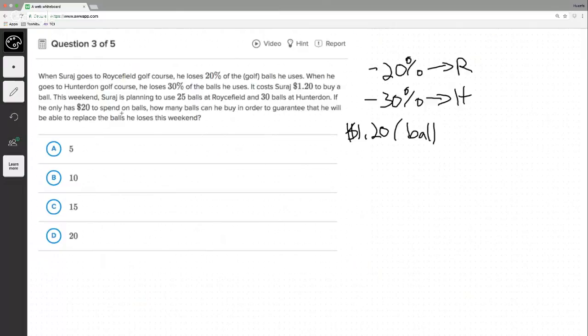So, $20 to spend on balls? Okay, so he's using 25 at Royce Field. This one, I don't even have to set up inequalities. I think I can figure this out. So he's using 25 at Royce Field, and if he loses 20% of those, that's just 5. So he loses 5 balls at Royce Field. And if he's bringing 30 balls to Huntington, he loses 9 balls at Huntington.